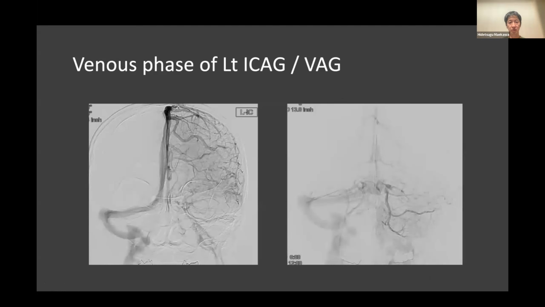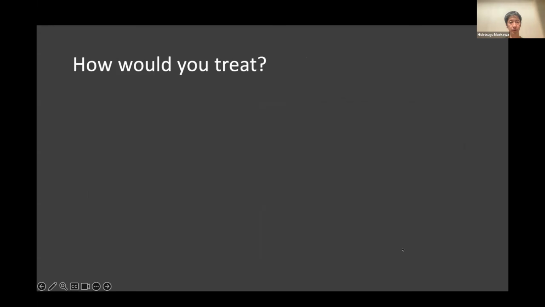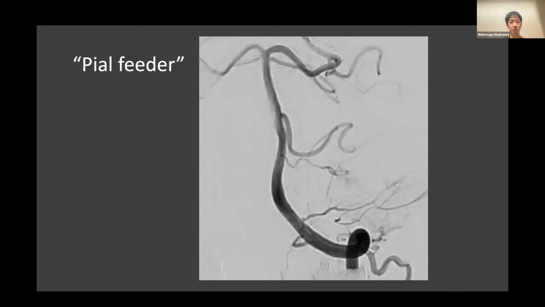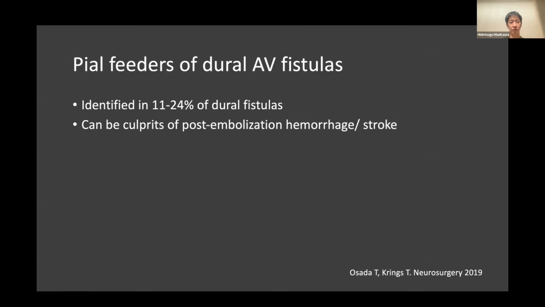This is a venous phase of left ICA and VA injection, demonstrating the transverse sigmoid sinus is no longer used by the brain. So how do you treat this case? The problem here is the PL feeder, as we discussed before. PL feeders of dural AV fistulas were identified in 11 to 24% of dural fistulas, and they can be culprits of post-embolization hemorrhage or stroke.